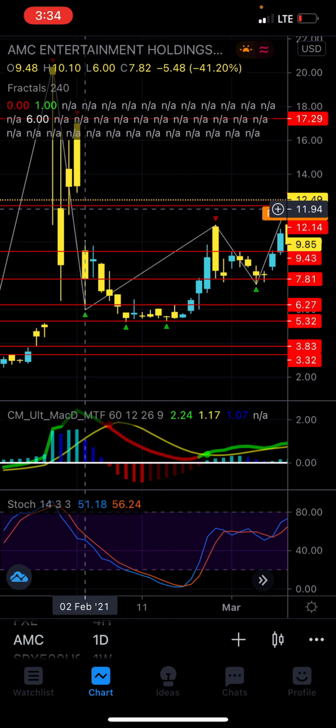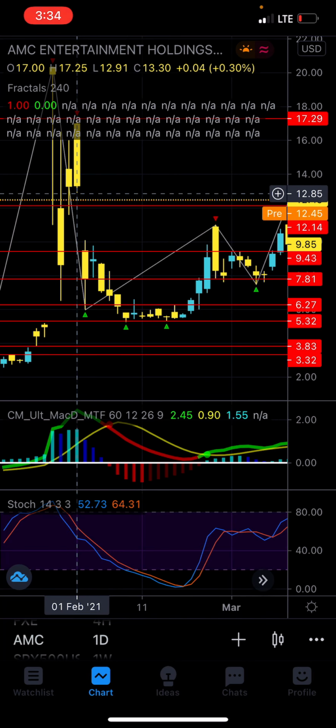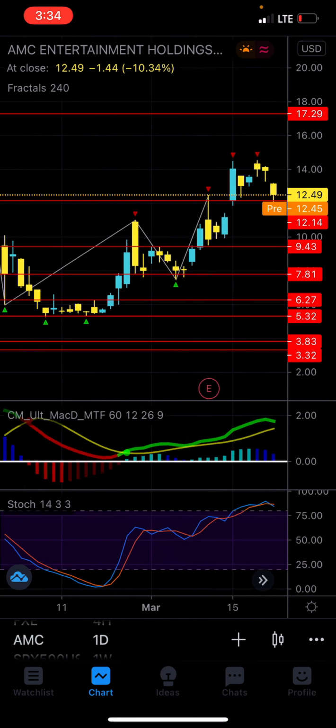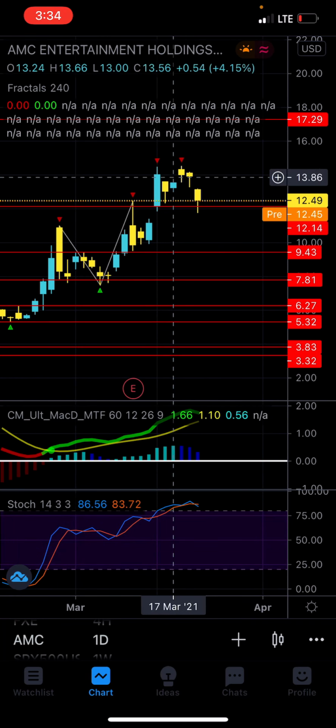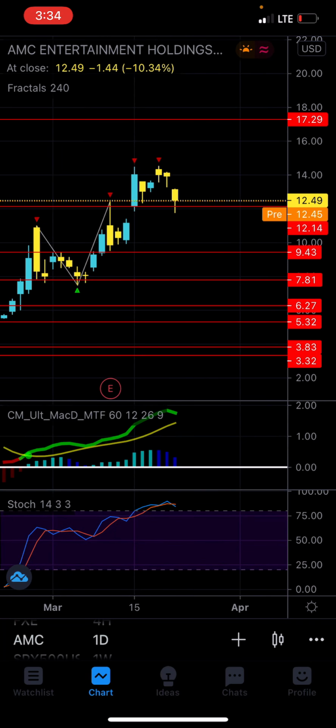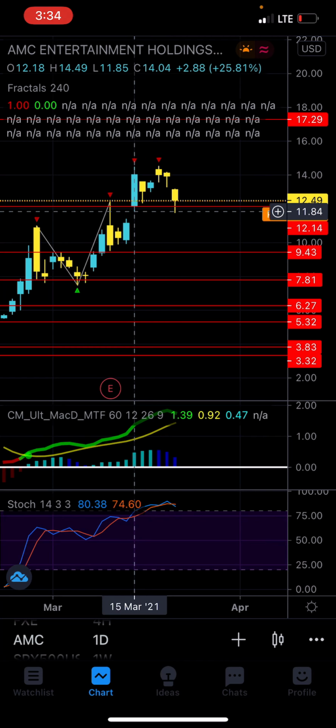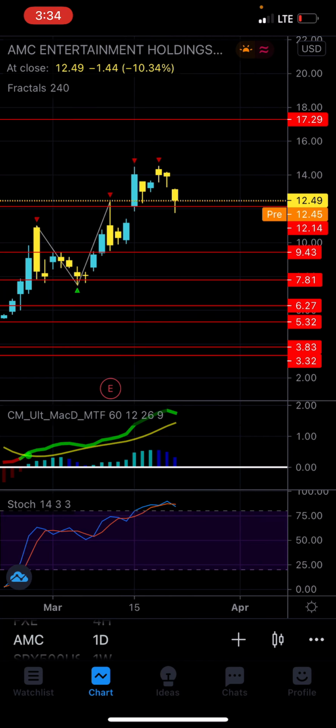And then we had this huge gap around $12.85, which actually just got filled recently. So around this level, it just got filled. And there's another smaller gap that got created between $11.84 and $11.41 on the day.